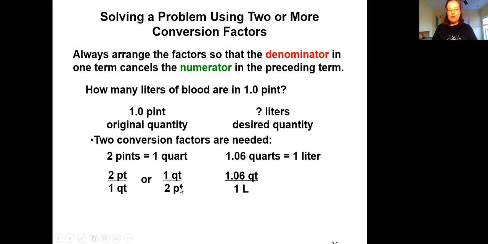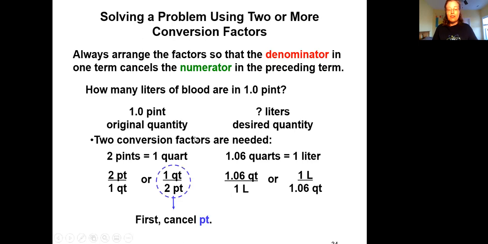What are the 2 ways? Quart on top. What's the other way that I could write this equality? This information as a conversion factor. I could put liters on top and 1.06 quarts on the bottom. How will I know which ones I want to use? It's all going to be about which unit I want to cancel out. The unit I want to cancel out will go on the bottom.